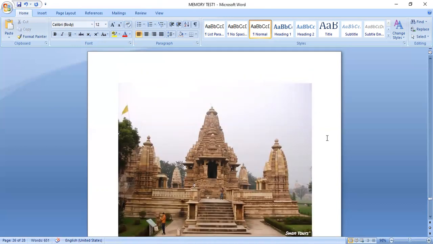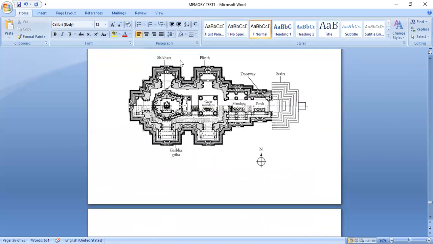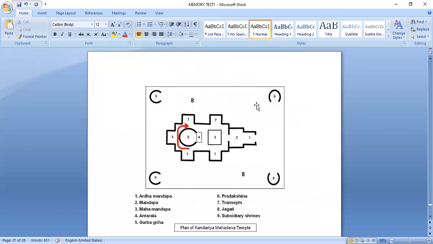This is the front view. Okay. This is the main temple. Here, on the four sides, there are subsidiary temples of different gods. Okay, this is mainly a Shiva temple. Okay, this is the plan of the main temple. This is of the whole site. Now, this one is called Ardha Mandapa, actually a porch. Next is the Mandapa, the second one. Then this is the Maha Mandapa.